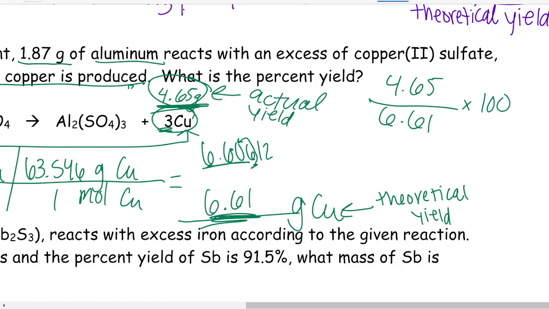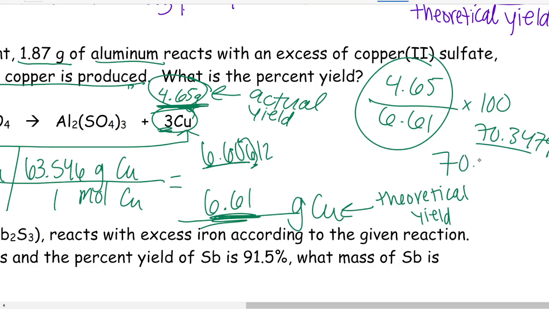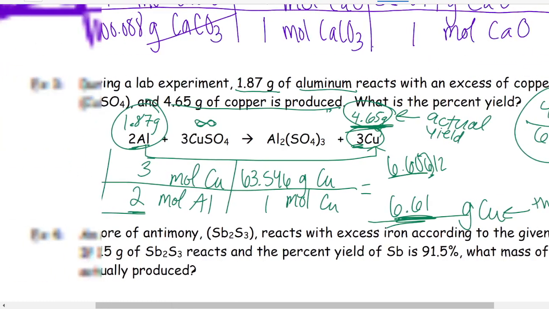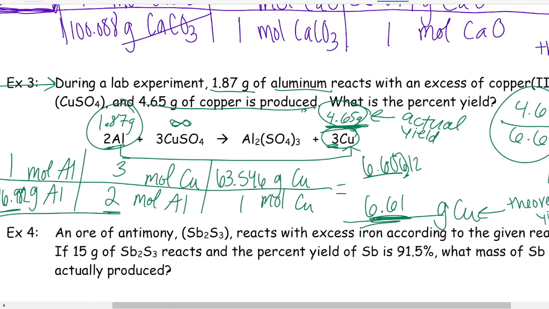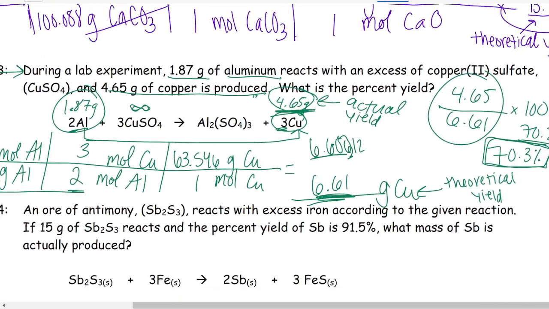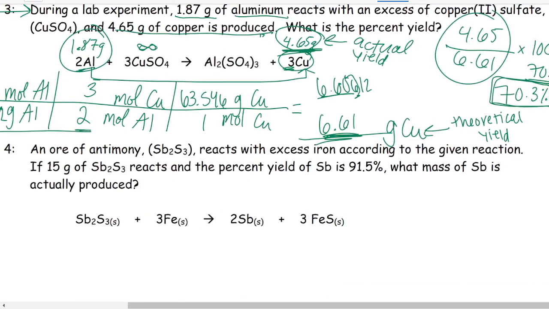So 70.3479. So when I round this to 3 sig figs, this is going to just say 70.3%. So this means that whenever this person, whoever is doing the lab in this case, whenever they conducted their lab experiment, they were only able to recover 70.3% of the copper that they said that they were going to be able to get. You see how it works in context? Sure. All right, let's do one more.